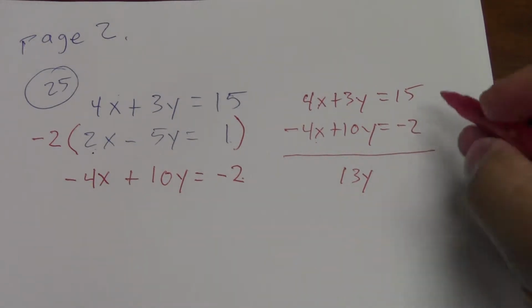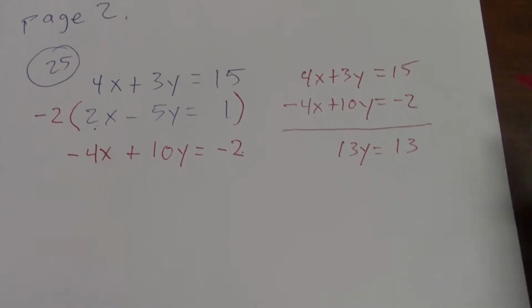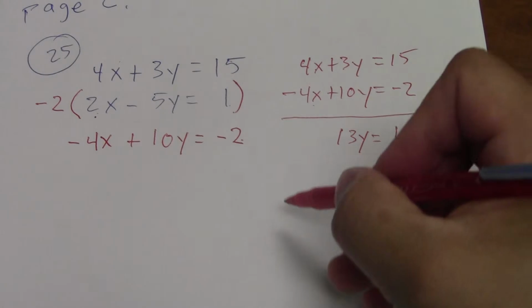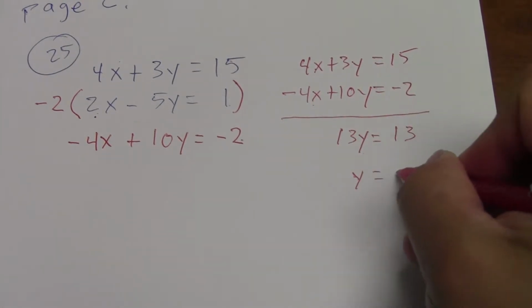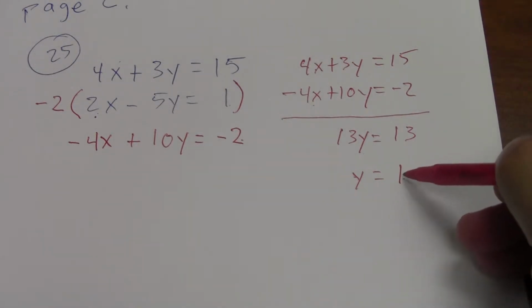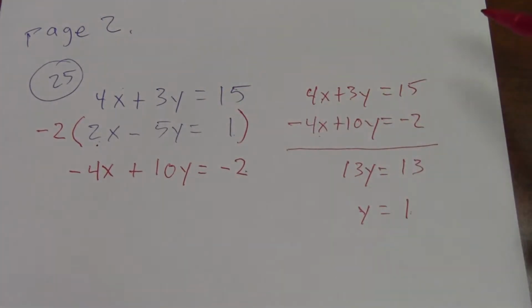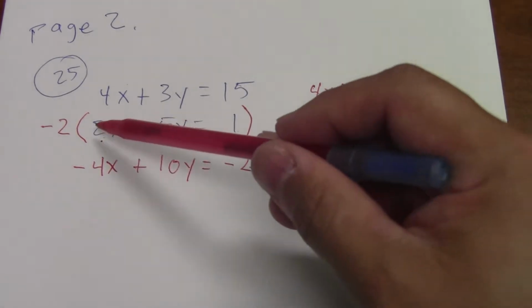15 and negative 2 gives you 13. All right, so y into 13. 13y into 13 gives you 1. All right. Once I know what y is, I can go ahead and take this and just plug it back into one of my equations. So let's use this one right here, this blue one right here.